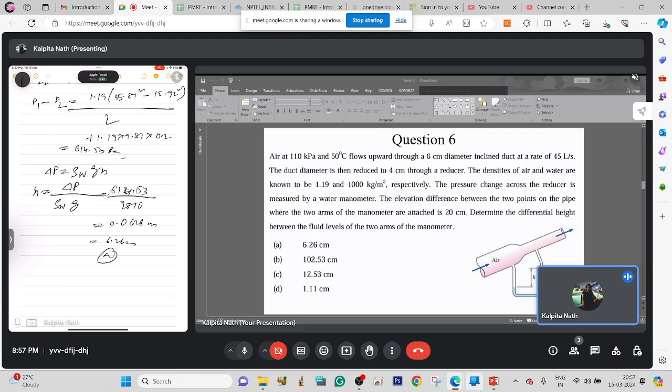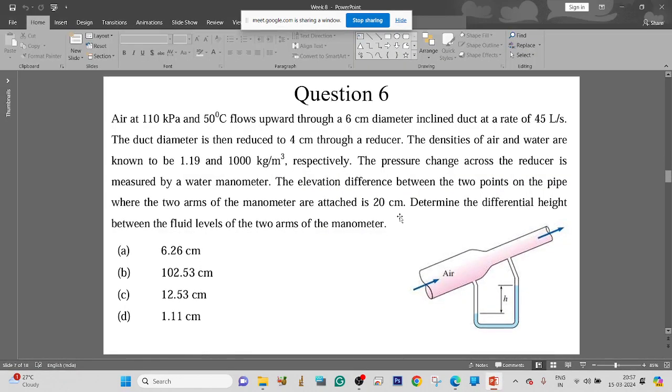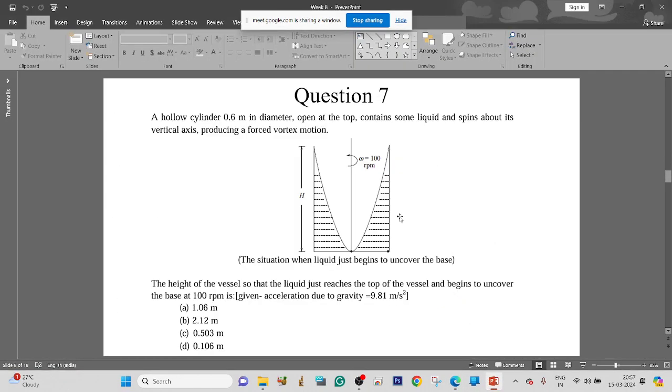Now let us quickly proceed to the next question. Similar to the previous question, there is a hollow cylinder and again we need to find the height of the vessel. Just the values are different here. So obviously you can solve this yourself, and we won't be solving it here. You will get 0.503 meter as the height.